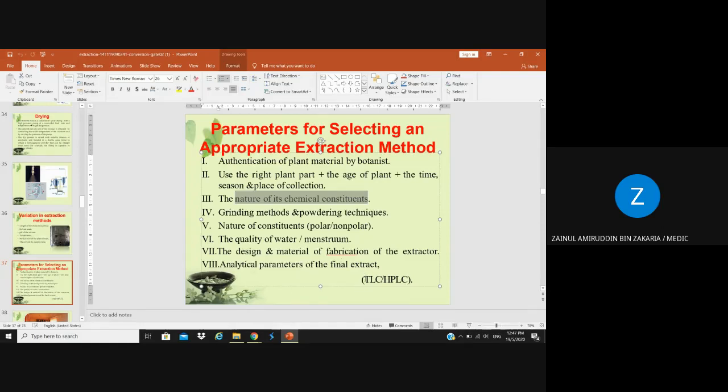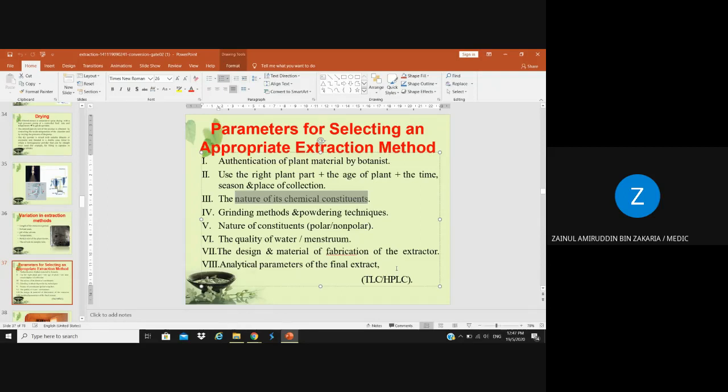Okay, if you have a water product, and you do the analytical parameter using GCMS, it is not acceptable because GCMS is used for volatile compounds. So a water-based extract is not a volatile compound.